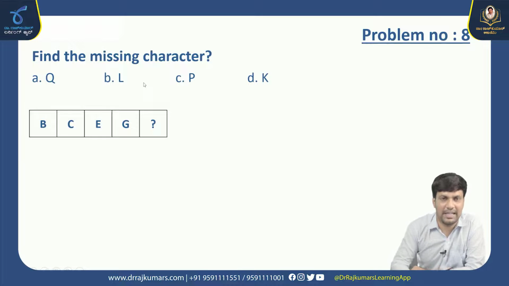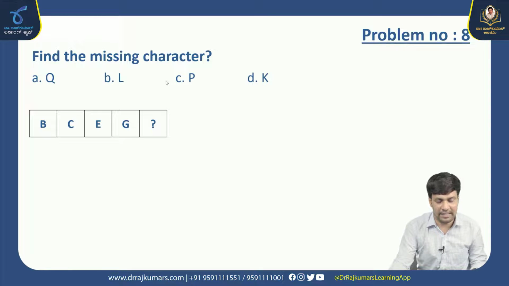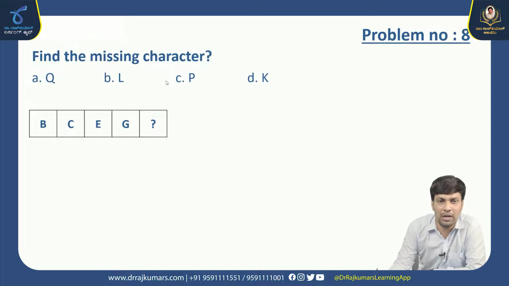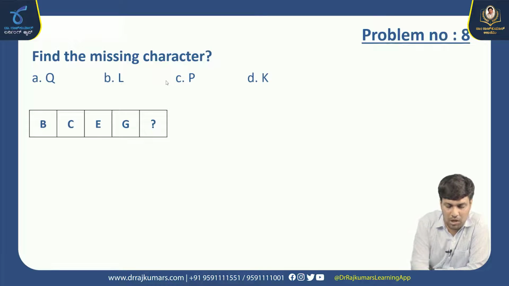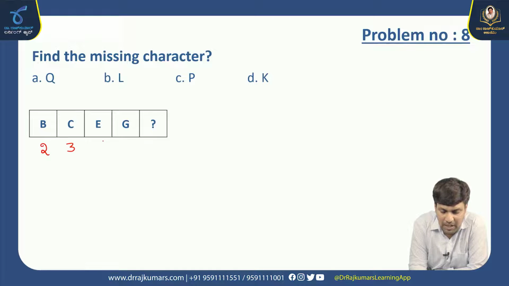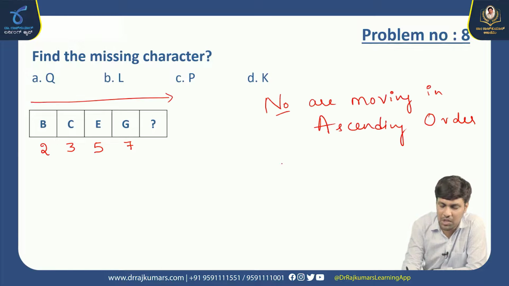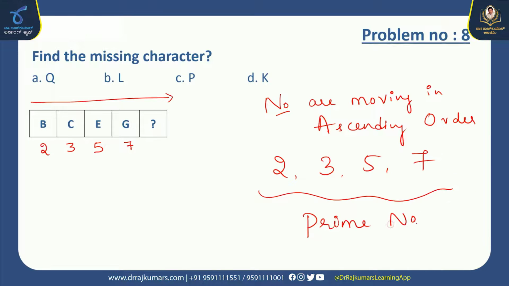Find the missing character. The options here are Q, L, P and K. What's the hint to be followed? Let's check it now. First, allot numerical value to each box. B is equal to 2, C is equal to 3, E is equal to 5 and G is equal to 7. If you observe the numbers carefully, we can clearly say that this is a prime number sequence.